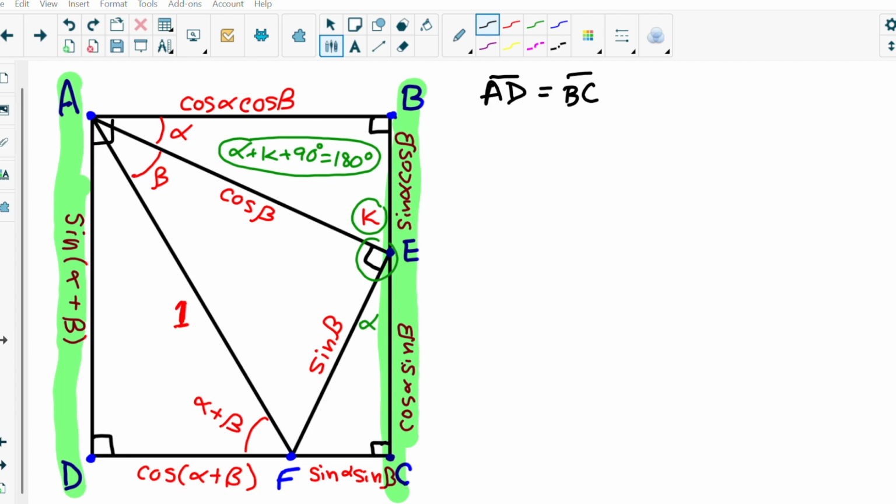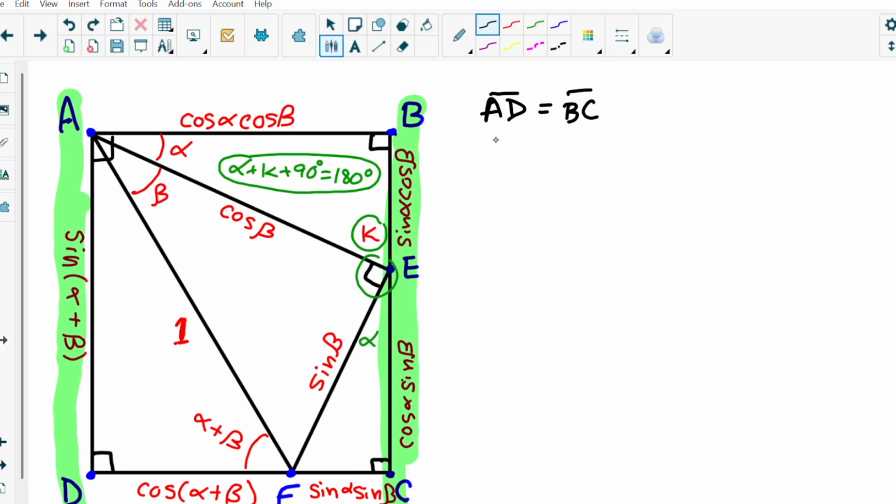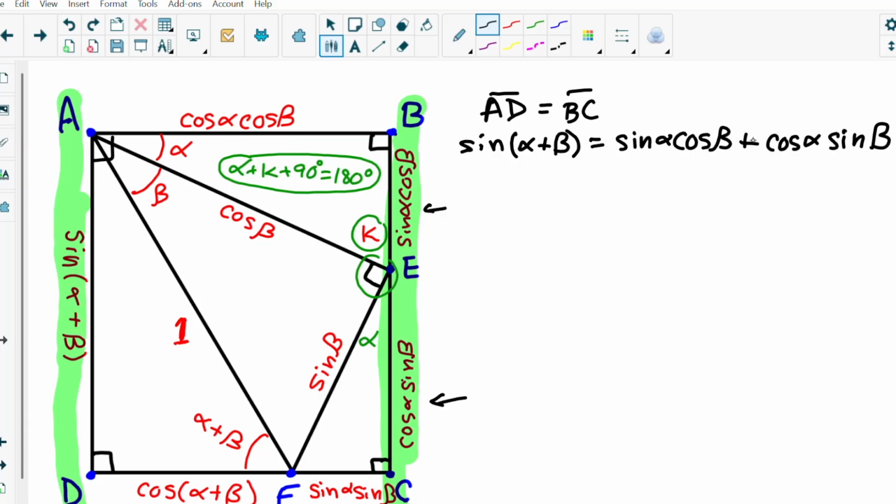Let's substitute in for AD. When I do that, AD is sine of alpha plus beta. And BC, look on the left side, here and here, that is equal to sine of alpha cosine of beta plus cosine of alpha sine of beta. Okay, if you look at your trig sum identities, this is it right here. Okay, fabulous. Let's do the other side of the triangle.